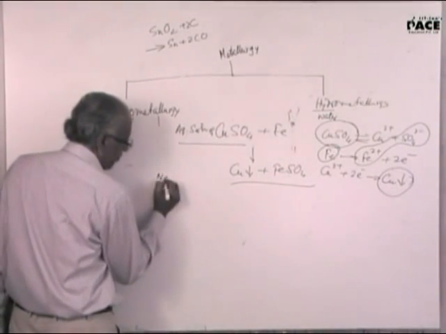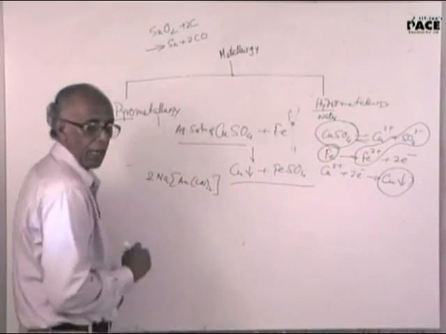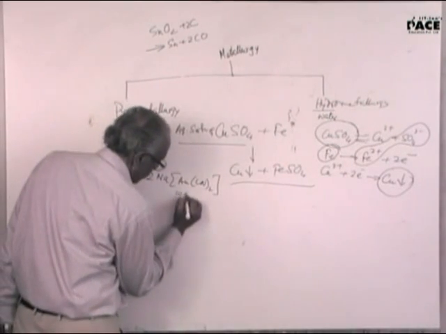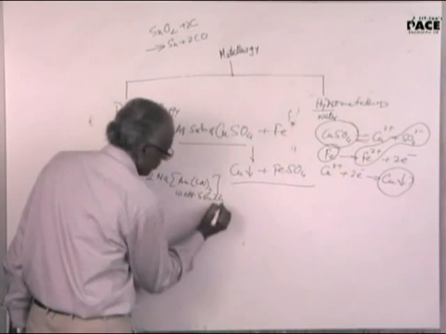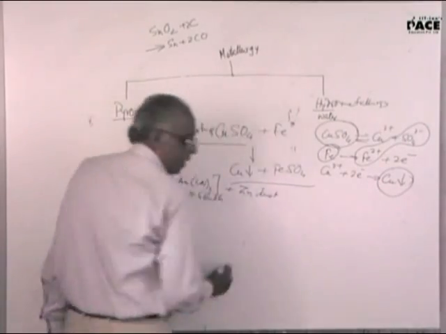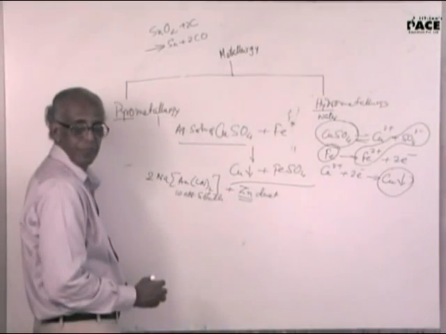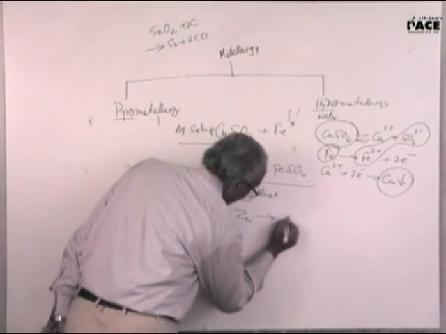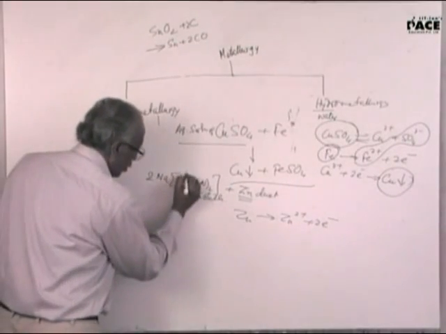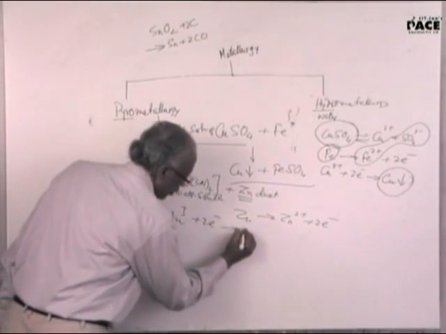For example, sodium dicyanoaurate, just now you have named this complex, okay? Now this is water soluble. If I add zinc dust, zinc powder, zinc is more electropositive than gold. So zinc will go to zinc 2 plus plus 2 electrons, and 2 gold 1 plus plus 2 electrons will reduce to 2 gold.